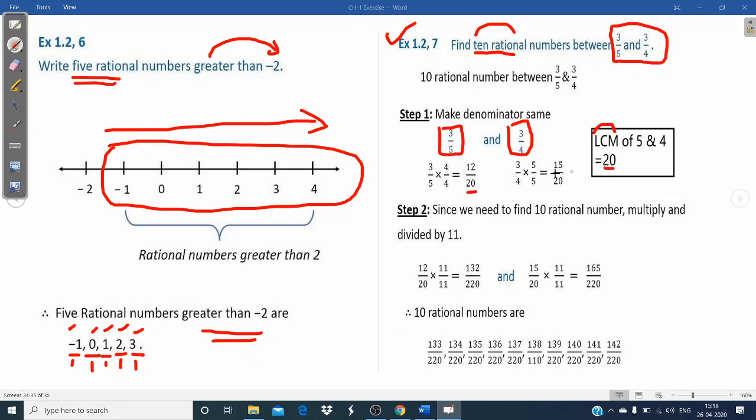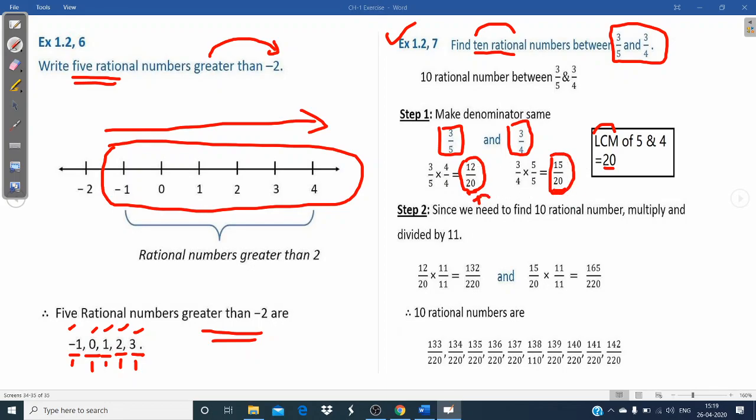So LCM is what now? 20. 5 4s are 20. So 4 3s are 12. Now the number has changed to 12 by 20. Similarly, here also the LCM is 20. 4 5s are 20. So 5 multiplied by 3. 5 3s are 15. So your numbers have now changed to 12 by 20 and 15 by 20.